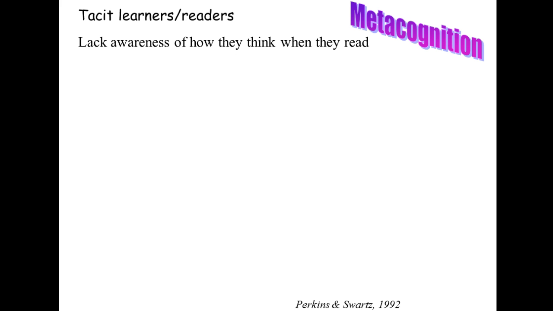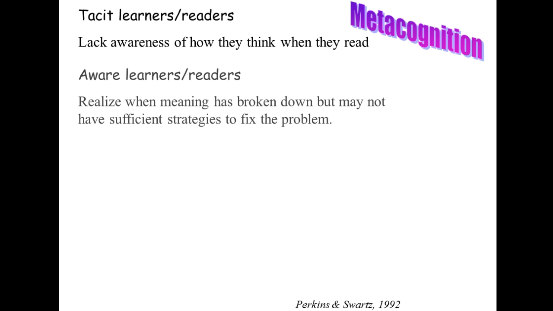Going back to metacognition, Perkins and Schwartz identified 4 different types of readers, and it's based on their own metacognitive levels as they're reading. So tacit learners or readers lack awareness of how they think when they read. They're not even aware. They just call the words and that's that. When they run into a bump, they don't know what to do to fix it.